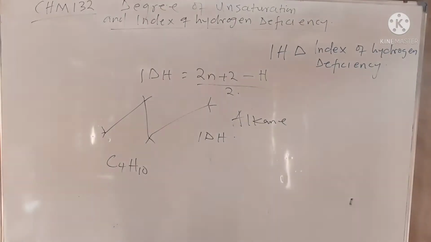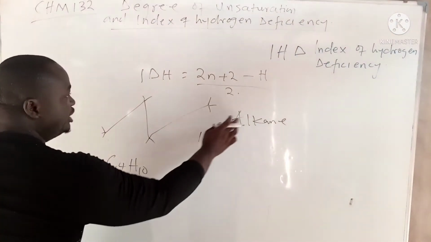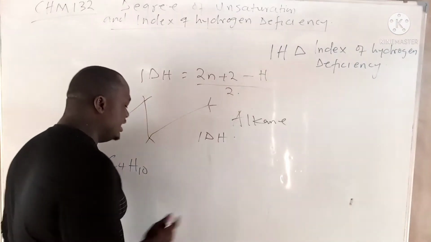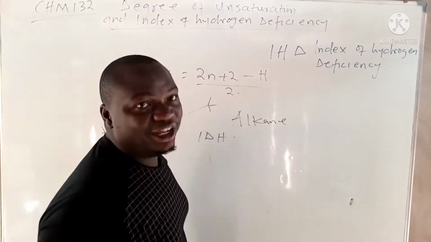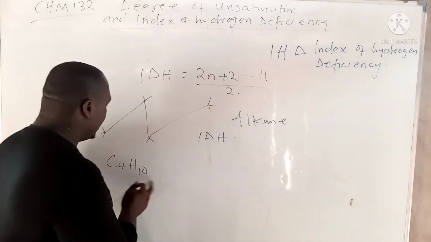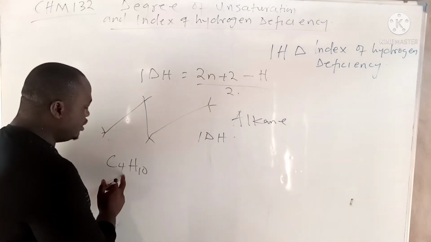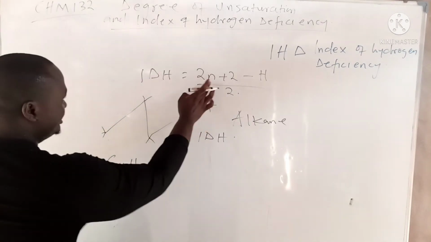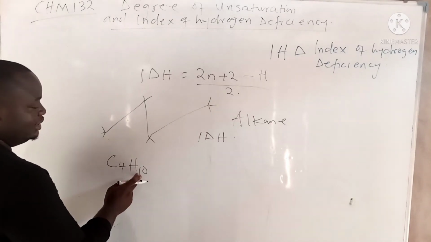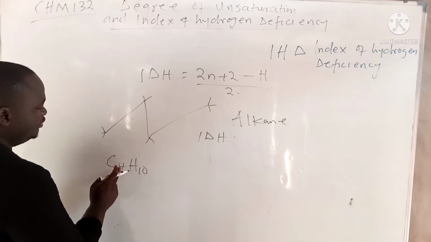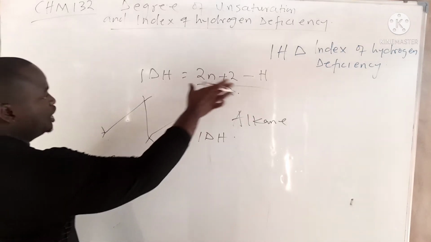Now, from here, I said I want you to calculate the IHD. So for you to calculate it, applying this formula, the N here is the number of carbons. The H here is the number of hydrogens. So from this formula, I want to insert C4H10. I want to apply it to this formula.